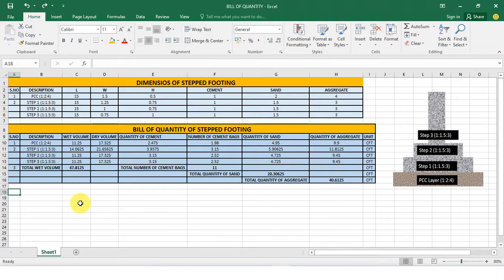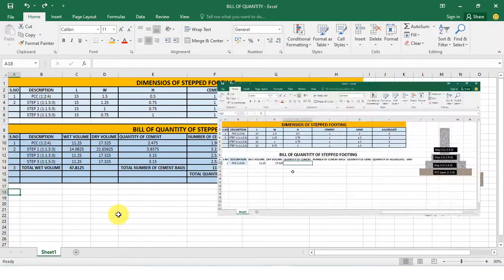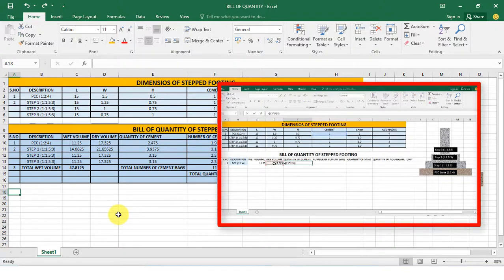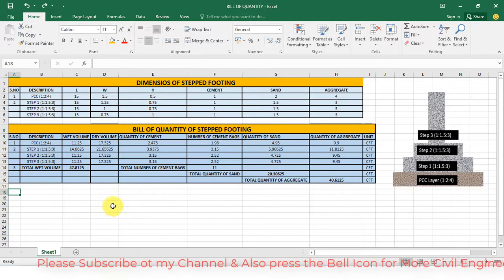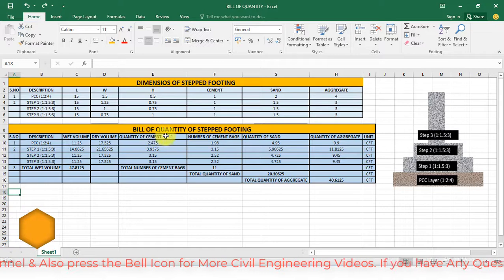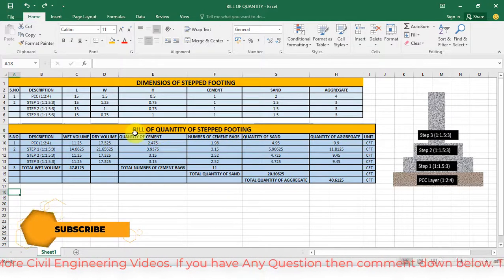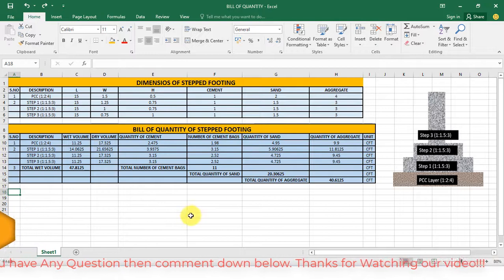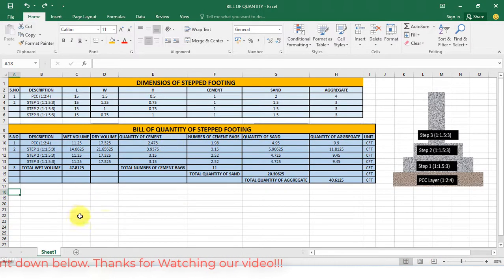Okay, so in today's video, I will be talking about how to calculate the cost of stepped footing in Excel. Now in the first part of this video, I have briefly explained how to calculate the quantities of cement, sand and aggregate for a stepped footing in Excel. And also I have prepared a bill of quantity for a stepped footing as well. Now as you can see, this is the bill of quantity of a stepped footing that I have prepared in my last video. Okay. So let's complete this bill of quantity now.